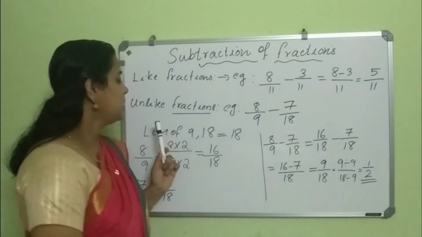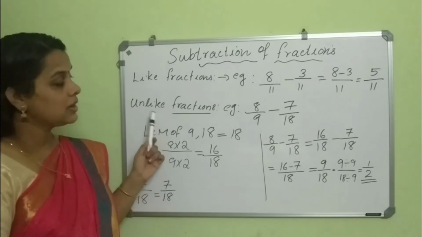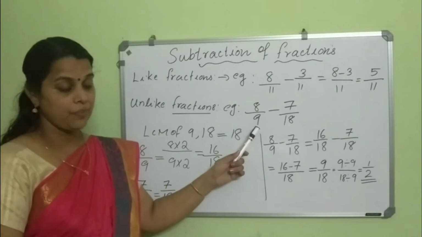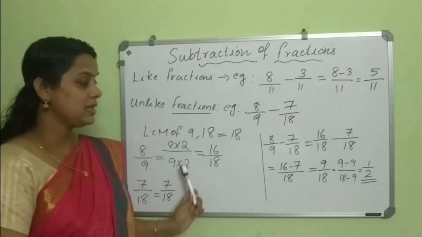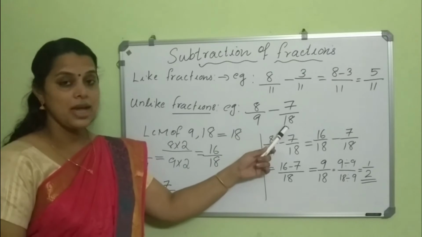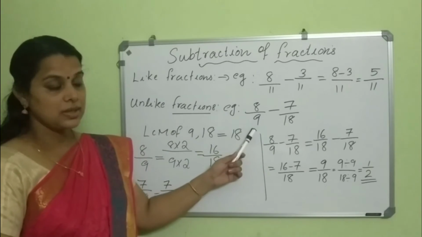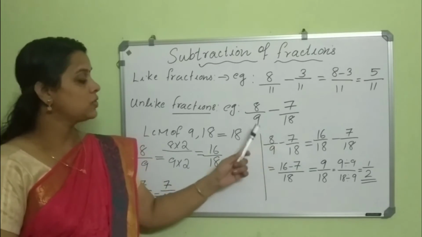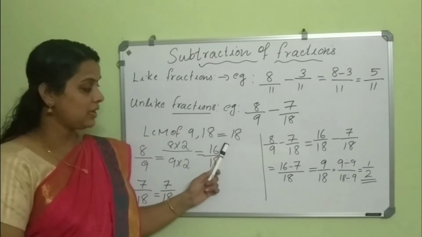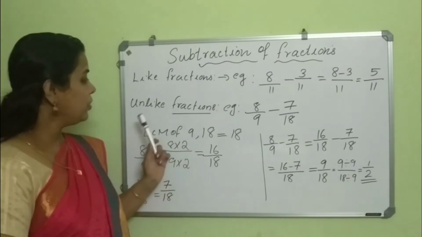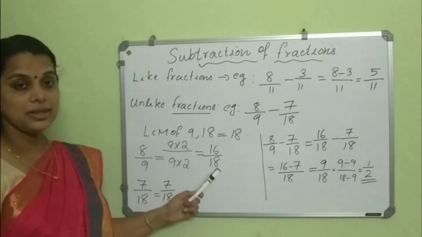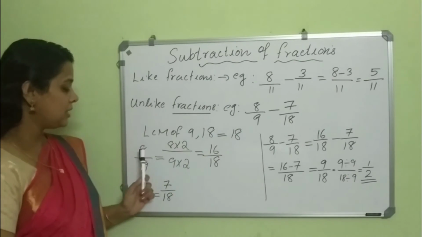Okay. Next is in the case of unlike fractions. The same method we are following like addition: finding LCM of denominators, changing fractions and doing subtraction. See this example, 8 by 9 minus 7 by 18. See these denominators, one is 9 and one is 18. So we need to find the LCM of denominators, that is 9 and 18. We will get 18. Now we are going to change the fractions, or find equivalent fractions, with LCM as the denominator. See, first fraction is 8 by 9.